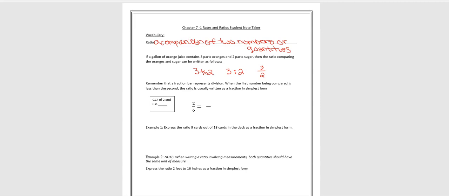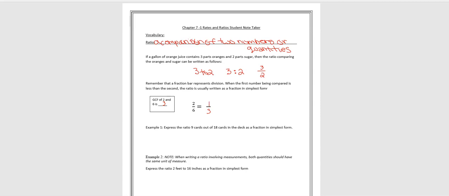So when the first number being compared is less than the second, the ratio is usually written as a fraction in simplest form. So if I have 2 over 6 here, what is the greatest common factor of 2 and 6? Well, that's going to be 2. So I can then reduce my denominator to a 3, and that means in order to go from 6 to 3, I have to divide by 2, which gives me a 1.